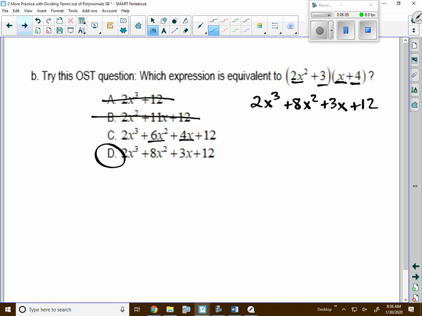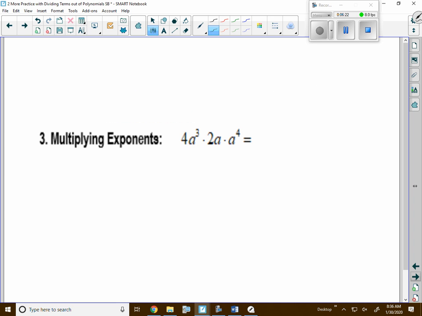Now you have to decide if you're really good at FOIL. Maybe you're like, well, heck, that doesn't take me very long, right? Rather than typing all these in. You get to choose what's best for you. But Desmos would be a really good option for that. Okay. All right. Number 3. So this is from yesterday. Okay, just a quick review.